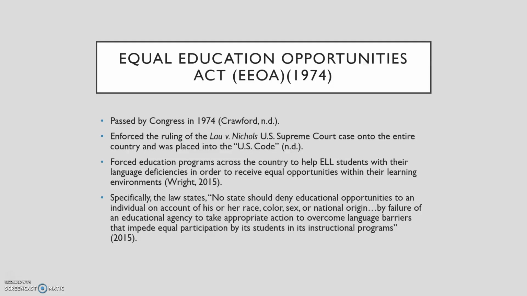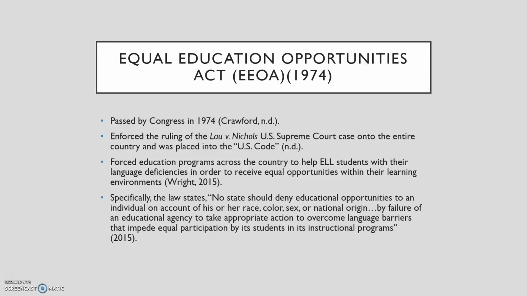Equal Education Opportunities Act of 1974, also known as EEOA. The Equal Education Opportunities Act was passed by Congress in 1974, and it enforced the ruling of the Lau v. Nichols U.S. Supreme Court case onto the entire country and was placed into the U.S. Code. The law forced education programs across the country to help ELL students with their language deficiencies in order to receive equal opportunities within their learning environments.